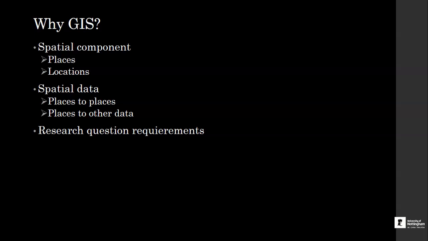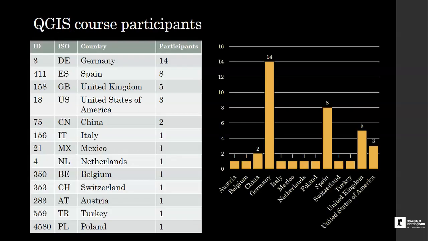For example, we can take a look at the data I created to indicate where participants of an online QGIS course I did last month were. So this is the data I collected. We have 40 participants, and to the left is a simple table with the number of participants per country. And that's ordered from highest to lowest. So we can see Germany, Spain, United Kingdom, United States, China.